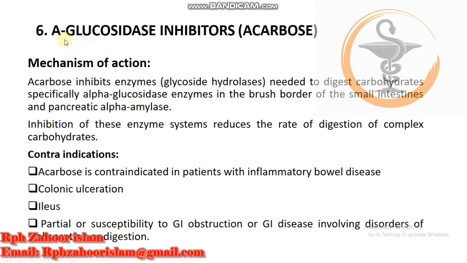Acarbose also belongs to the alpha glucosidase inhibitors. Its mode of action is that acarbose inhibits the enzymes glycoside hydrolases. This enzyme is needed to digest carbohydrates, specifically the alpha glucosidase enzyme in the brush border of the small intestine and pancreatic alpha amylase. So it is very clear that acarbose is responsible for the inhibition.